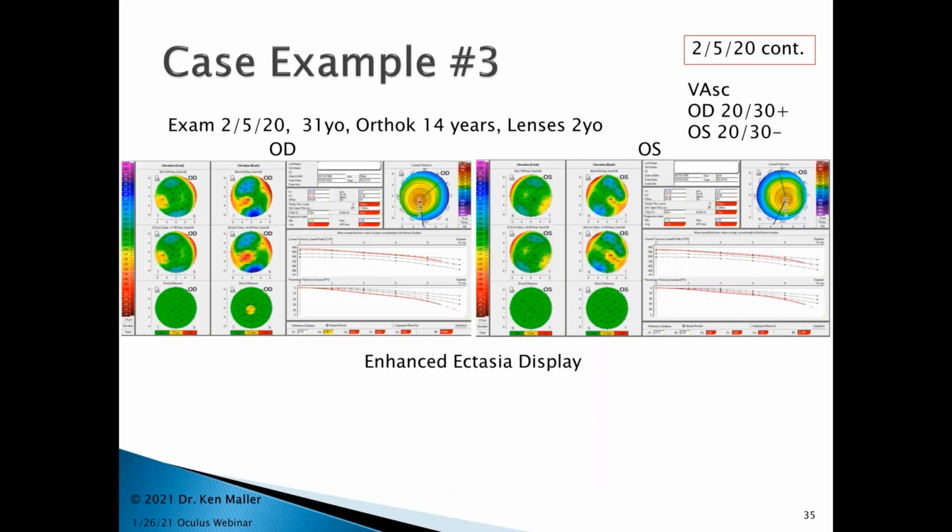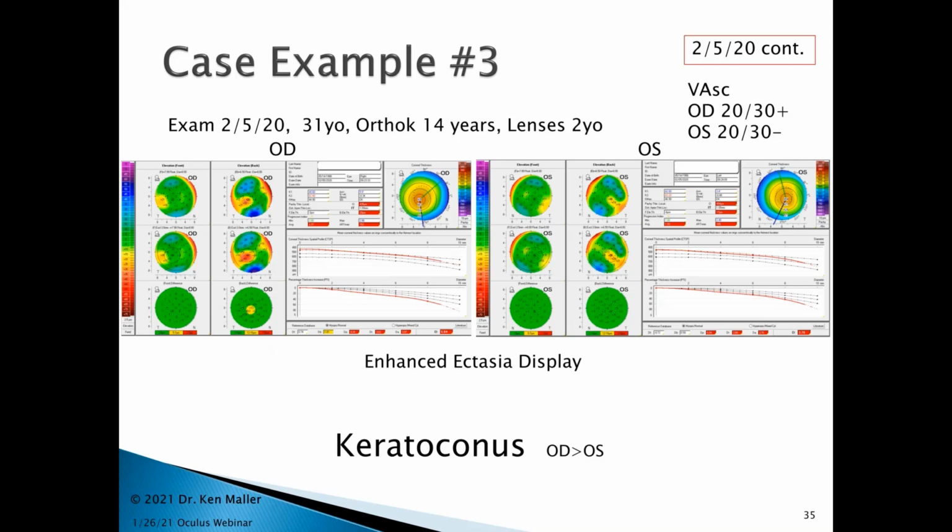On the enhanced ectasia display, we can easily see that she's way out of the norm in terms of the percentage thickness display that's in the lower portion of the Pentacam screen, especially on the right eye there. And if we look at the back surface of both of these corneas, the left one, not so much. It's got a little bit going on there, but the right one definitely has some significant changes going on. So here, after 14 years of Ortho-K, we got keratoconus, diagnosed at 31 years of age.